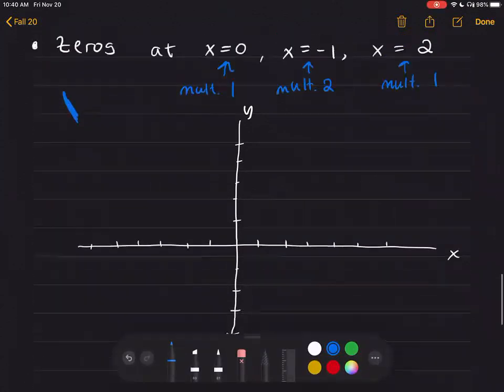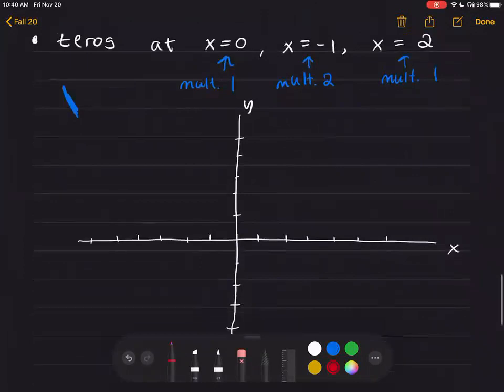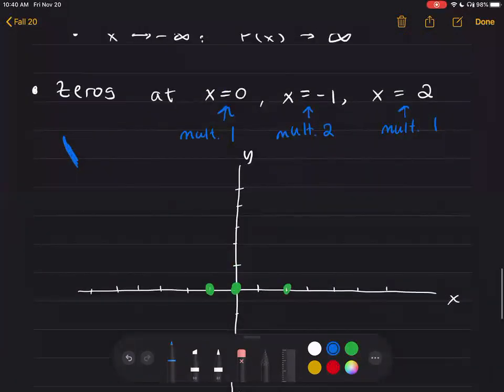And actually, it'll help if we graph the zeros. So let's make them a different color. So we have x equals 0, x equals negative 1, and x equals 2. And so what we're going to do is come down, come over here to the 0. And now we have to decide, are we going to cross the x-axis or are we just going to bounce off of it? So this is where we look at our multiplicity.